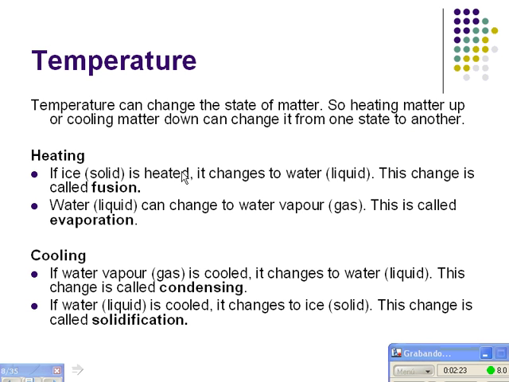Temperature. Temperature can change the state of matter. So heating matter up or cooling matter down can change it from one state to another. Heating. If ice, for example a solid, is heated, it changes to water, a liquid. This change is called fusion. So water, a liquid, can change to water vapor, which is a gas.